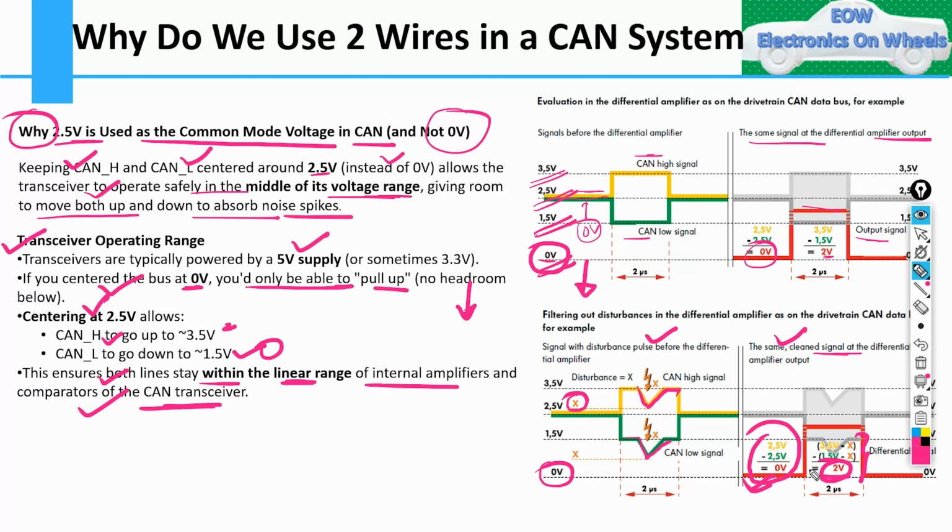So I hope you understand that when we are using the differential signal method and you have noise of factor x, then the differential output of the differential amplifier is not changing. It remains the same. So the noise immunity in the two wire CAN system is higher compared to the one wire CAN, because there you do not have the second wire to give this type of arrangement.